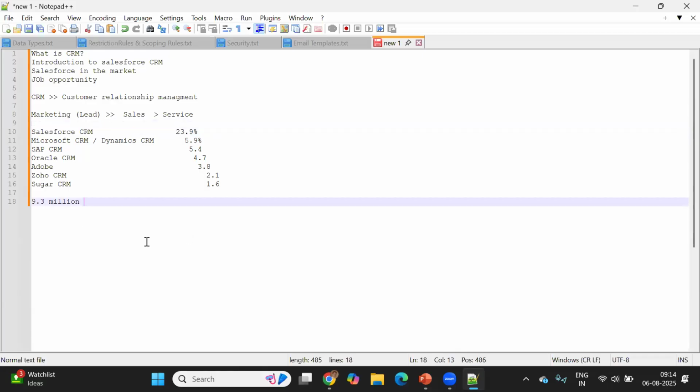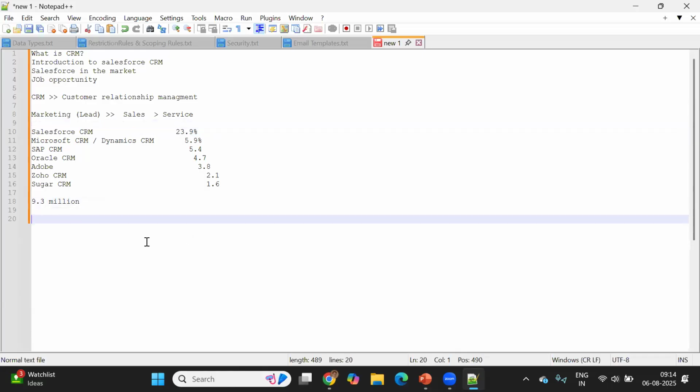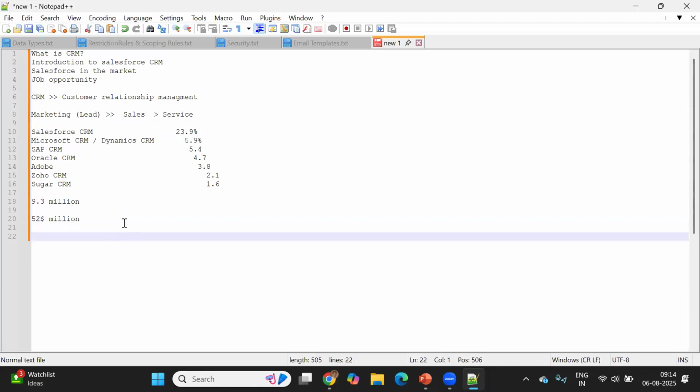And coming to the CRM market, you could see currently it occupies $52 million market for the CRM applications. So this is the market, $52 million. By 2030, it is expected to reach $139 million.